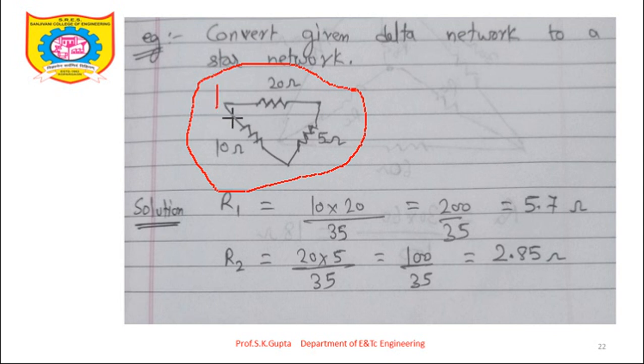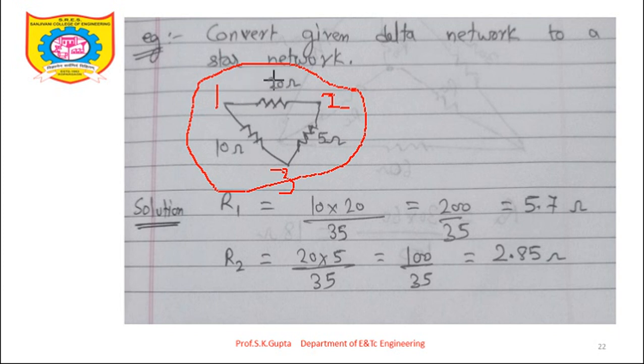So let us say this is node number 1, this is node number 2 and this one is my node number 3. Okay. So what is the value of R1 resistance?